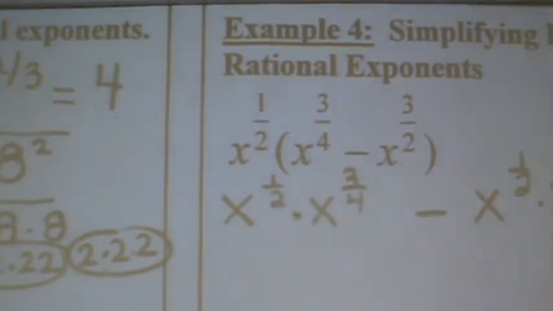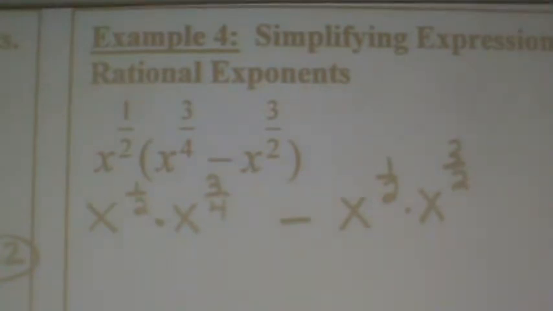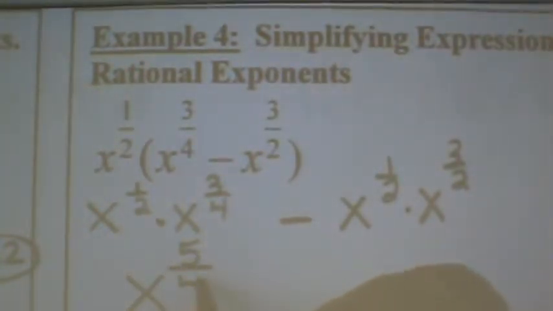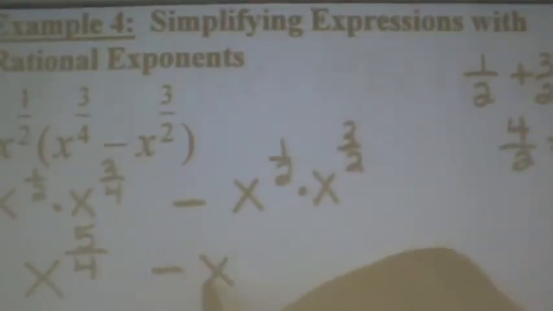Now, look at the properties above. When you're multiplying and bases are the same, what do you do with these two exponents? You add them. So what's 1/2 plus 3/4? It's 5/4. Good. Is there anyone lost on that? 5/4. You've got to get a common denominator. How about this one? Bases are the same and you're multiplying, so you add 1/2 plus 3/2, which is 4/2, which is 2.